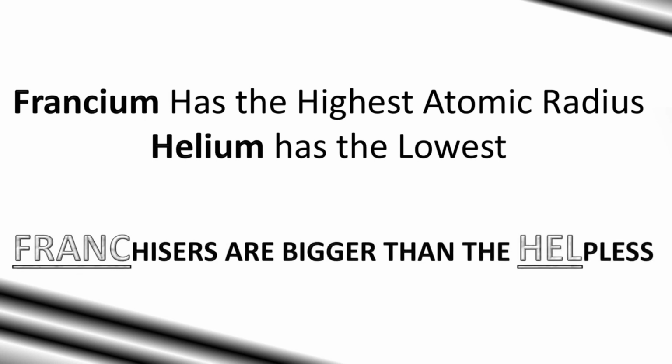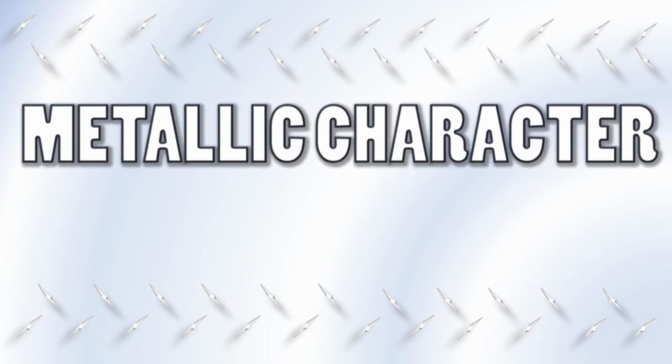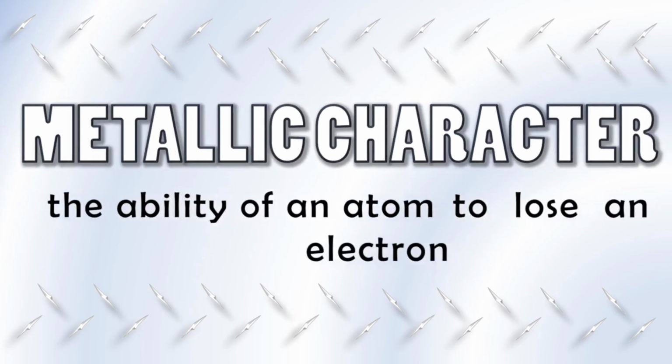We can remember using these acronyms. Franciums are bigger than the airparts. Franciums for francium, airparts for helium, telling us the biggest and smallest atomic radius. Let's now look at metallic character.